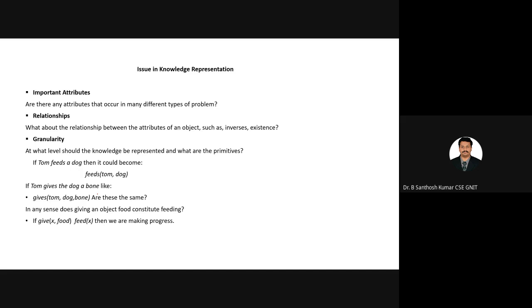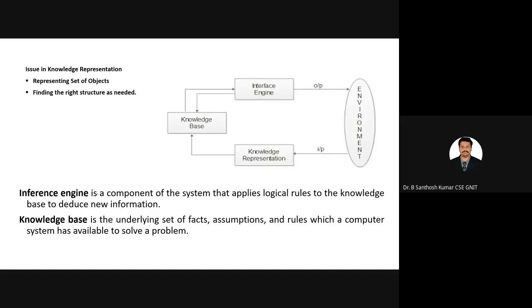If you represent give X comma food, it means some person X is giving that food. Then the next statement is feed of X, where X may be a dog, a cat, or some bird also. So that is how we carry out the process.